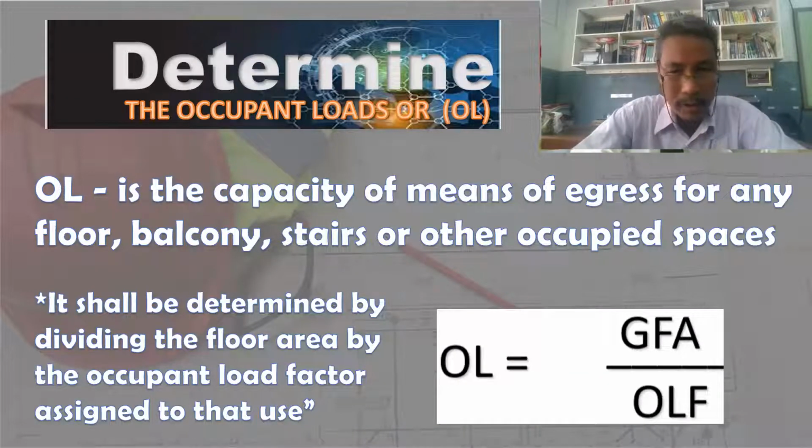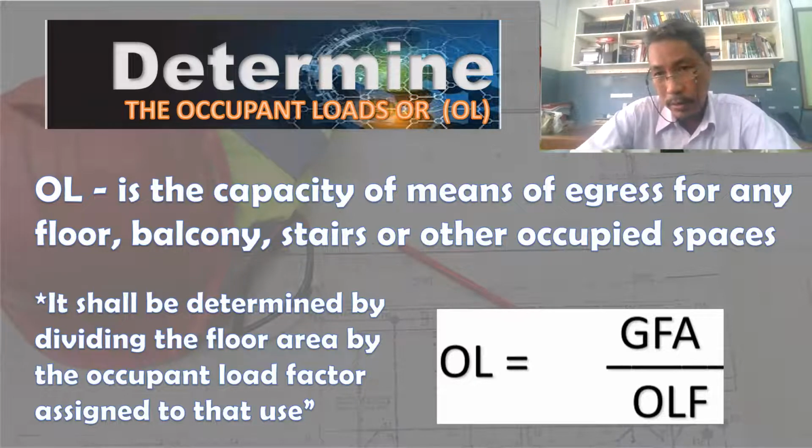So let's discuss what is occupant load. What does it mean, and what is its difference from building capacity or egress capacity of the building. Technically, occupant load, or OL in short, is the capacity of means of egress for any floor, balcony, stairs, or other occupied spaces. And it shall be determined by dividing the floor area by the occupant load factor assigned to that use. So this statement can be converted to a very simple formula. OL is equal to floor area divided by occupant load factor.